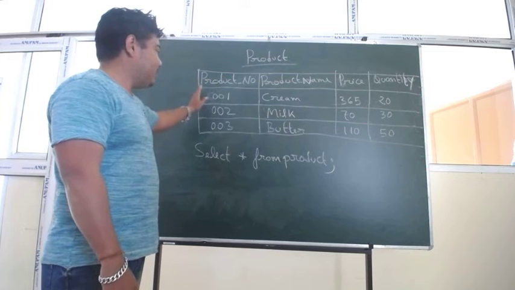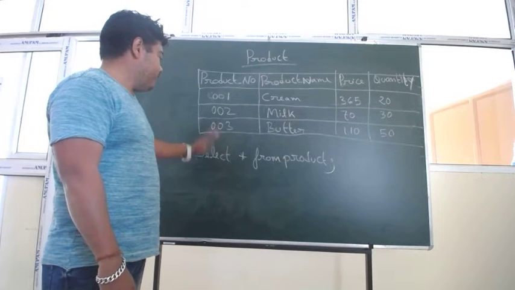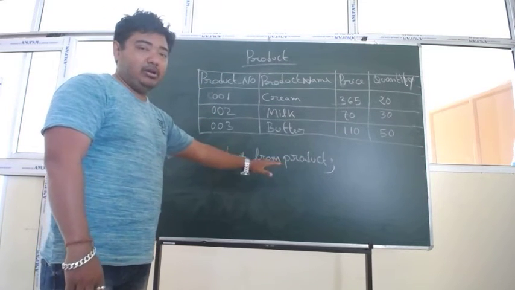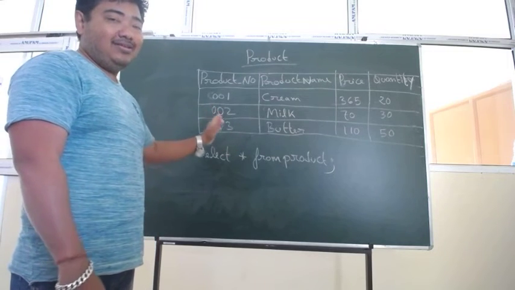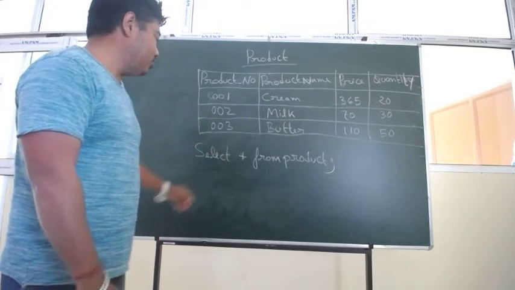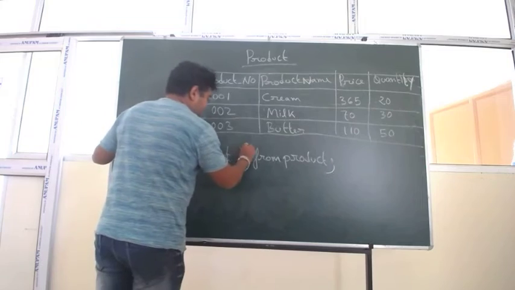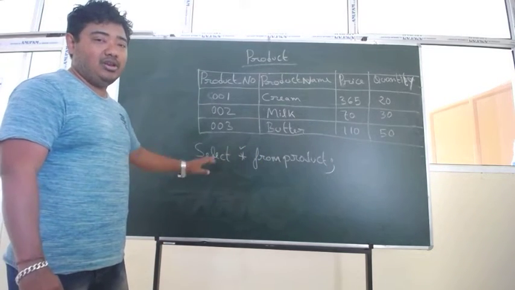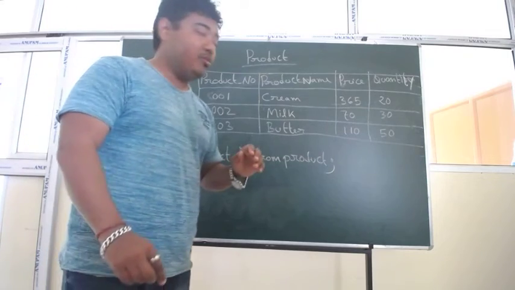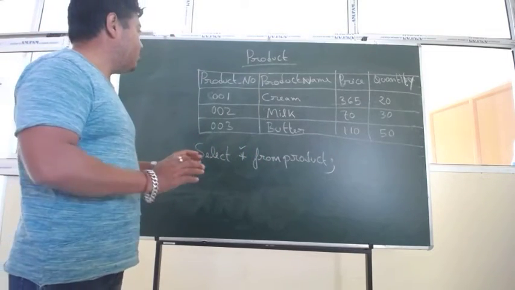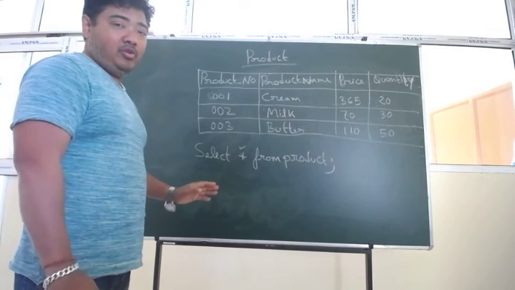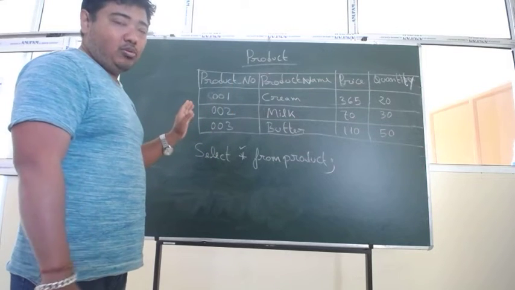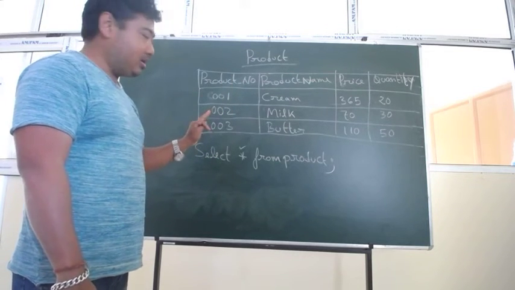Here you can see I have given only 3 records. So immediately after I press enter, it will show you all these 3 records. So that is the use of this star symbol. This is how you have to use the select clause. Now suppose I want to see only the product name. Other details I don't want. I want to see only the product name.